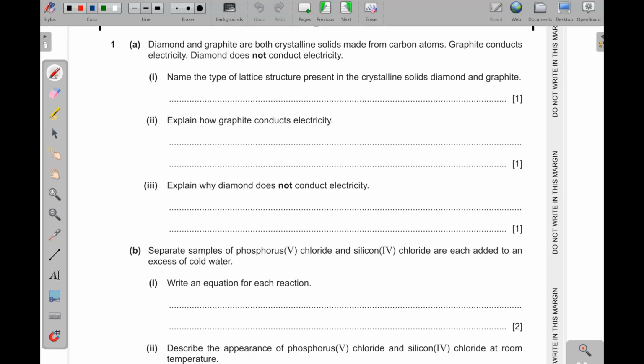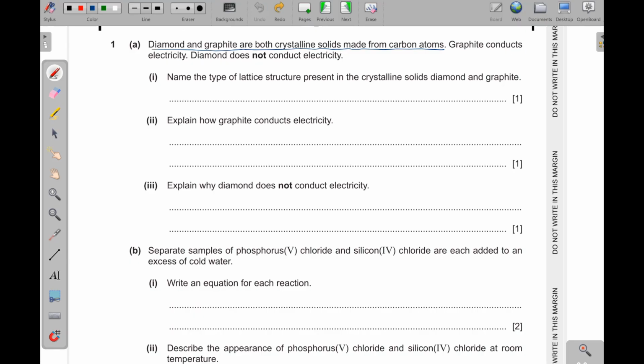This is Teacher Simon taking you through AS Chemistry Paper 9701-22 for May-June 2025, and this is part 1 for questions 1, 2, 3. Question number 1, part A. Diamond and graphite are both crystalline solids made from carbon atoms. Graphite conducts electricity, diamond does not conduct electricity.